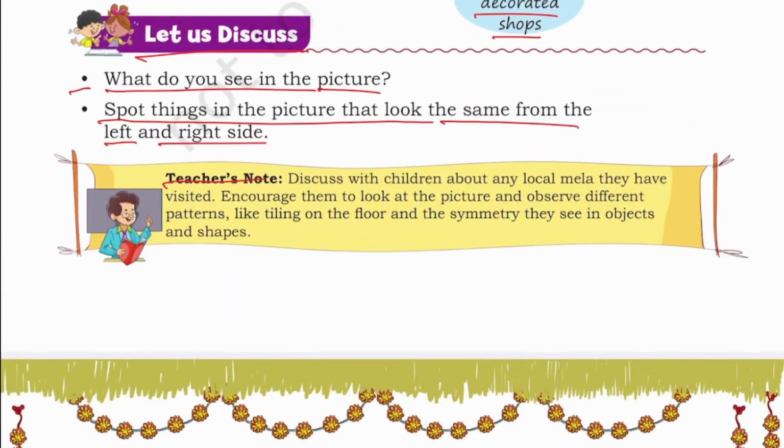Teacher's note: discuss with children about any local mela they have visited. Encourage them to look at the picture and observe different patterns like tiling on the floor and the symmetry they see in objects and shapes.